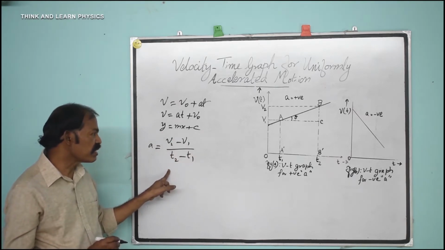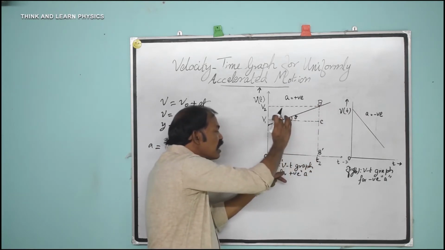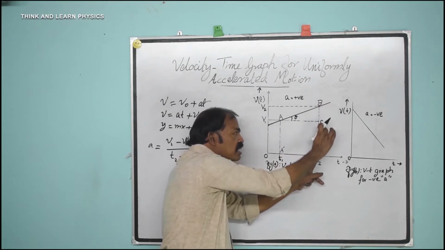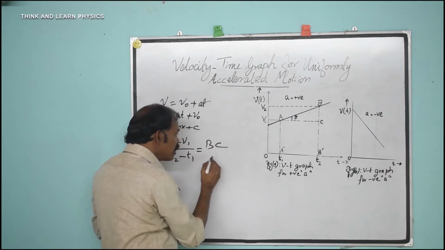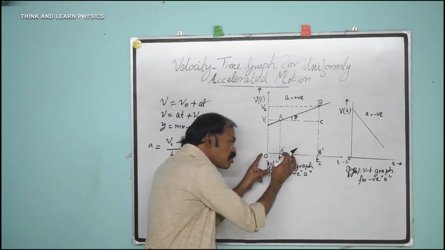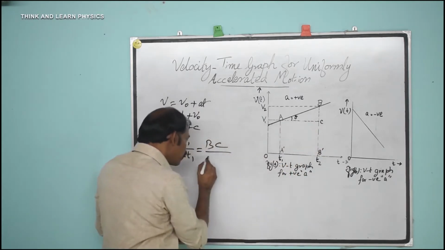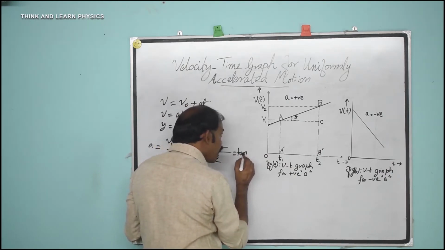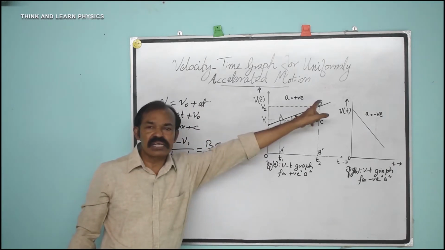From the figure we see that v2 minus v1 means B'B minus A'A. B'B minus A'A means B'B minus B'C, which is equal to BC. So we can write this as BC divided by t2 minus t1, which means OB' minus OA', that is A'B', or it is AC. So this is BC divided by AC, which is equal to the tangent of the angle theta, tan theta. Tan theta is the slope of the straight line graph.